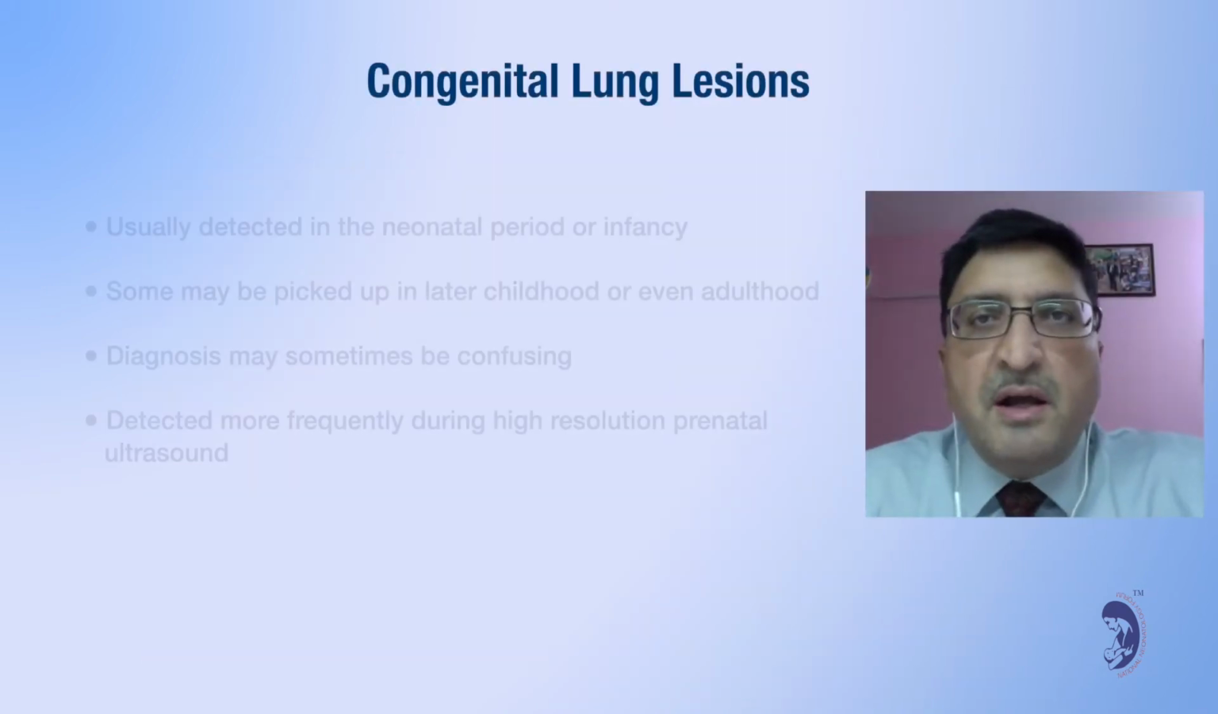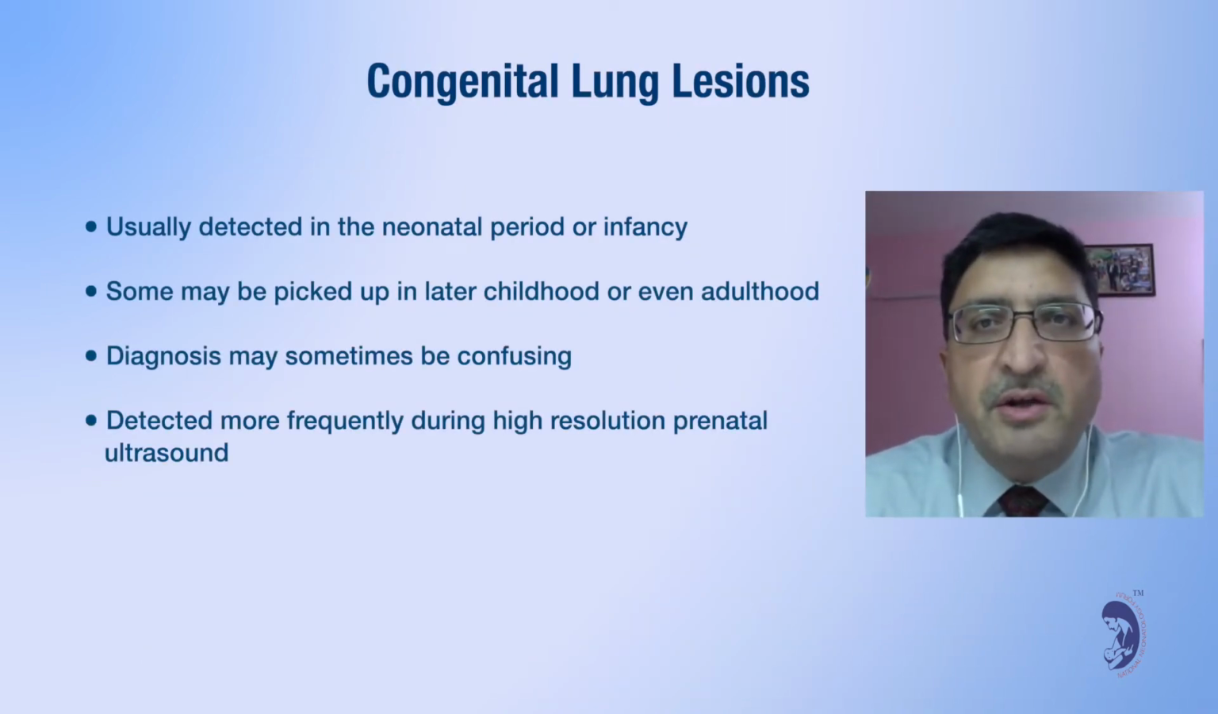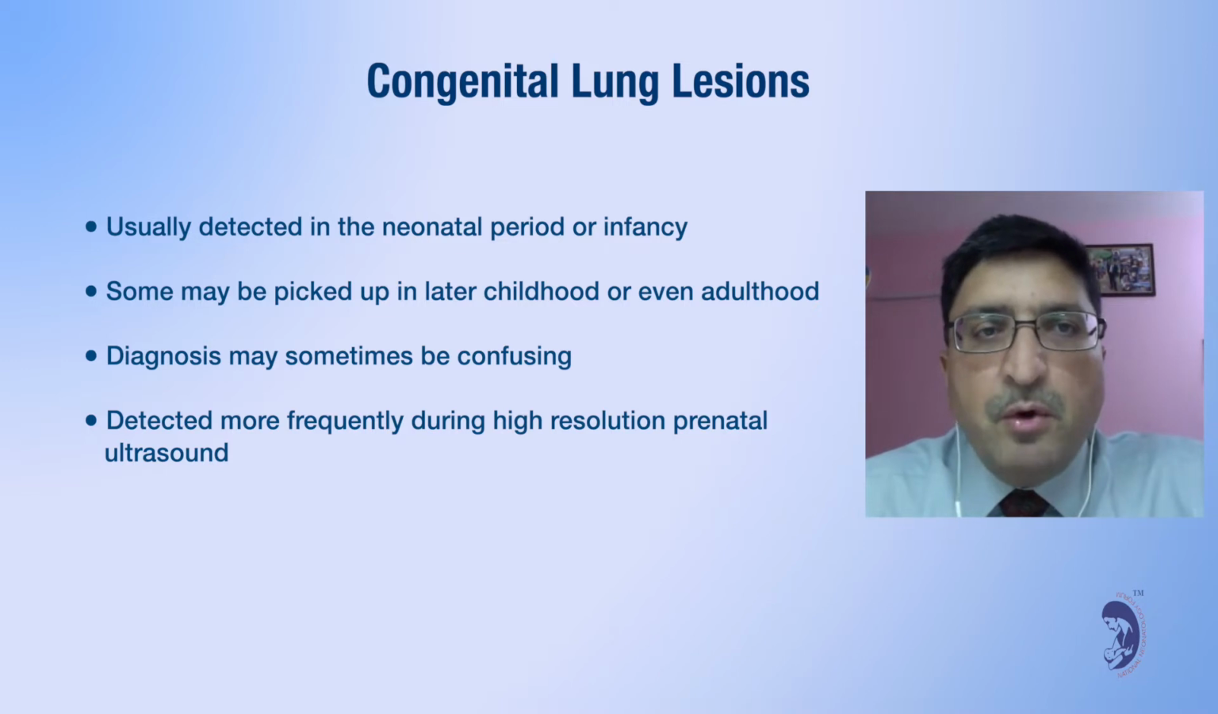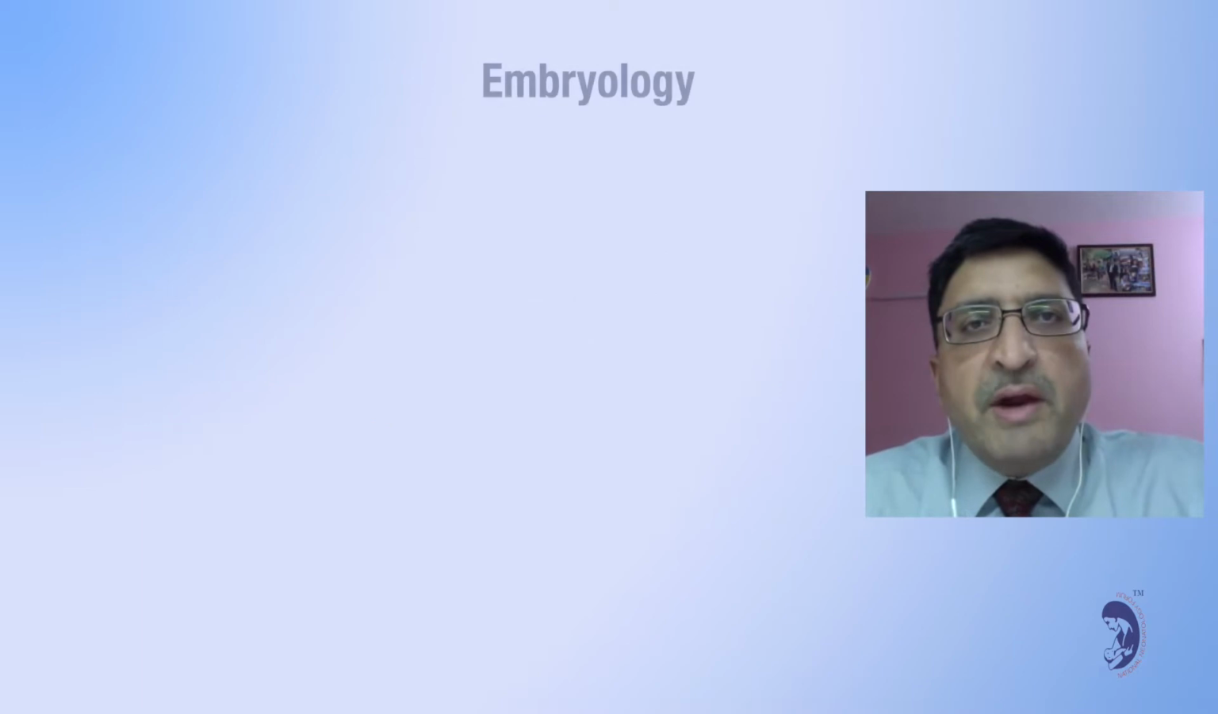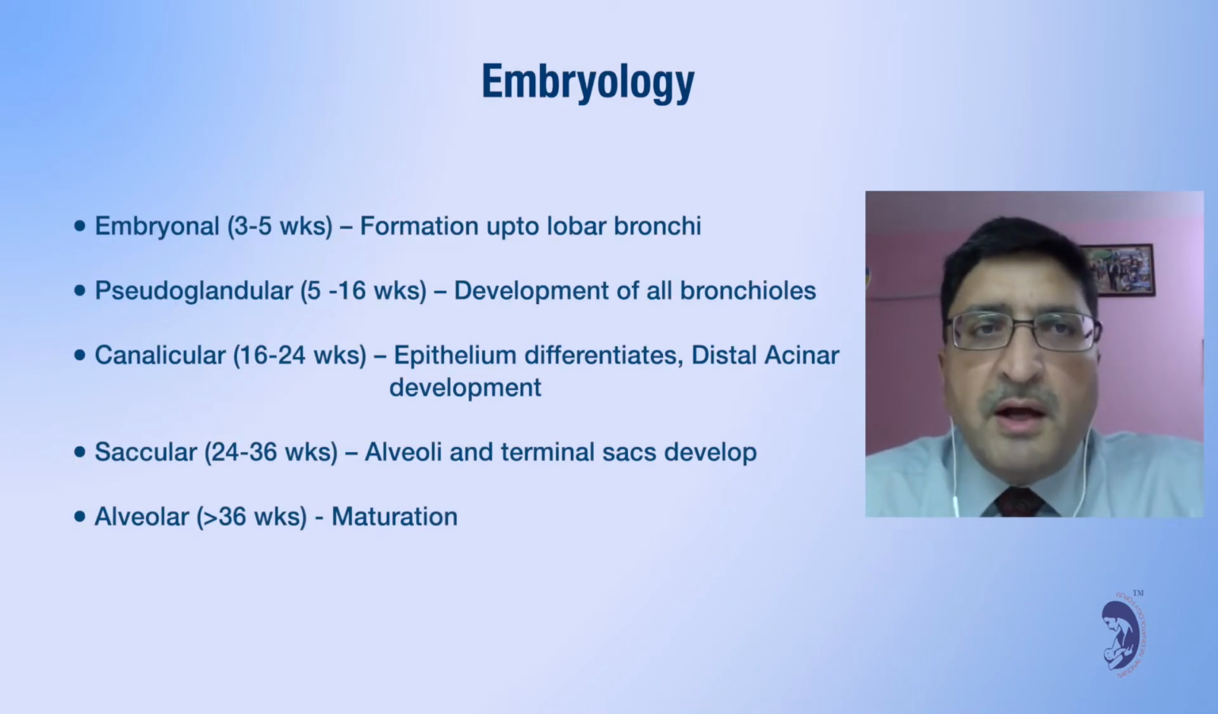So congenital lung lesions are usually detected in the neonatal period or in early infancy. However, some may be picked up in later childhood or even in adulthood. The diagnosis of congenital lung lesions may sometimes be confusing, but nowadays, with the advancement of good ultrasound, these lesions are detected more frequently during the prenatal period. So let's look at the embryology of how the lungs develop.